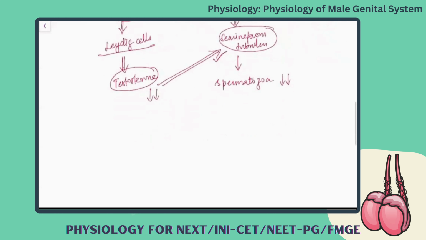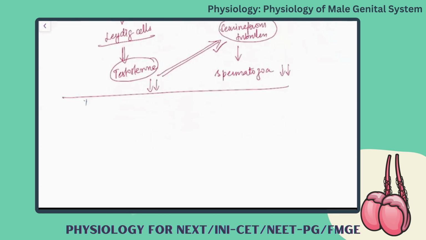Okay, so these are the hormonal regulations in spermatogenesis. And then you have other regulatory mechanisms, mainly temperature regulation, which has to be maintained for the production of spermatogenesis. Where are the gonads present in the male reproductive system? Inside the scrotum.